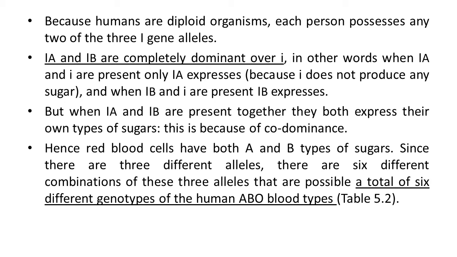Okay, it is possible here that in some cases they are both present together, both are dominant in nature, and both can express their own type of sugars. In red blood cells, they have both capital A and capital B type of sugars. Since there are three different alleles, there are 6 different combinations of these three alleles that are possible. So a total of 6 different genotypes of the human ABO blood group are possible here, and we are going to study that in the next table in detail.